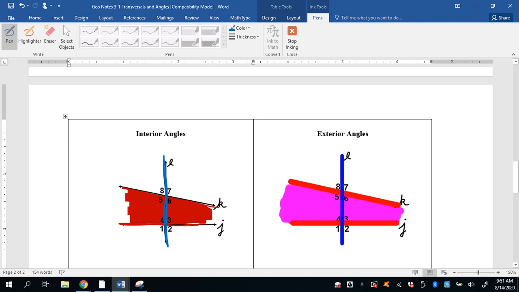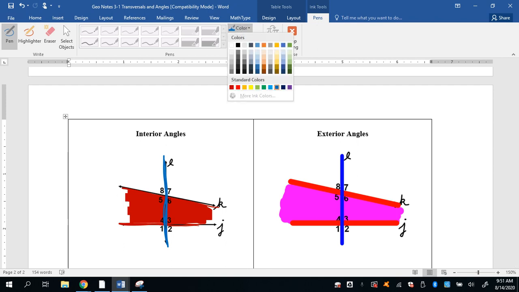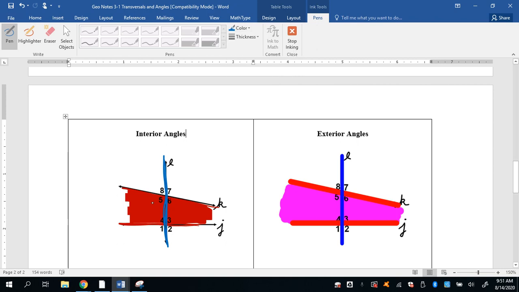The transversal is a name to describe the line that intersects two other lines. Okay, so interior angles are everything in between the red lines. So it'll be 5, 6, 4, and 3. So the interior angles are angles 5, 6, 4, and 3 in any order. Exterior angles are exterior or outside of the parallel or the red lines. So that'll be angles 8, 7, 1, and 2.